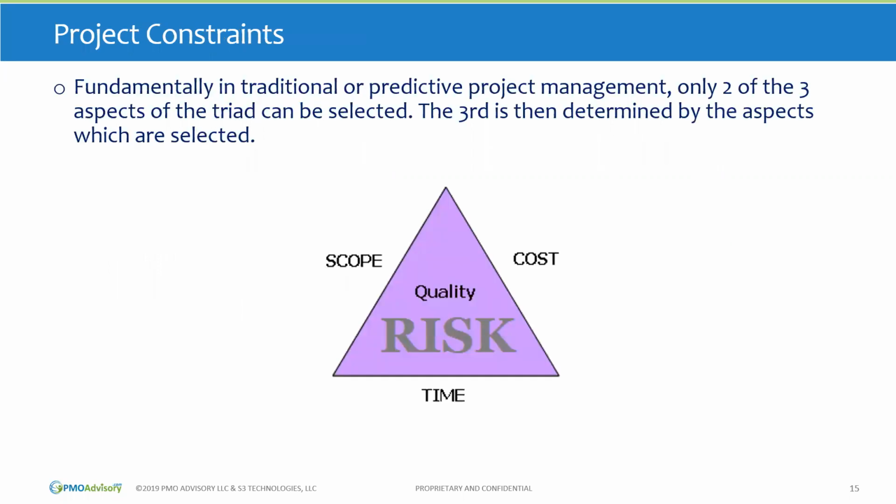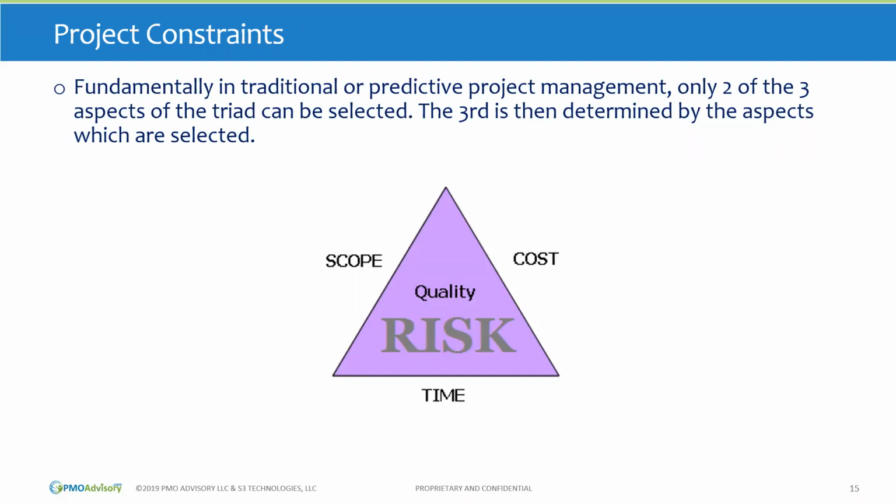Okay, so project constraints. This might be a little bit of a review for you. This is called the triple constraint, scope, cost, and time. I also show quality in the middle. Quality is customer satisfaction. And if we increase the scope for a project, what the triple constraint says is we must change either the cost or the time. So we have to give ourselves more time, more money, or maybe both, okay?